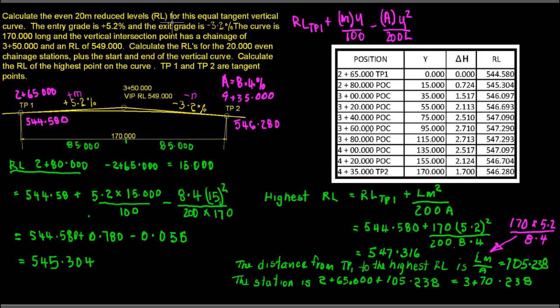So there we are. We've calculated all of the RLs necessary for a vertical curve, a curve that has a lot of maths and science behind it, but essentially makes the ride for the road user, when we transition from one grade to the other, a gentle affair with good sight distances, where we don't lose sight of oncoming vehicles and that sort of thing.